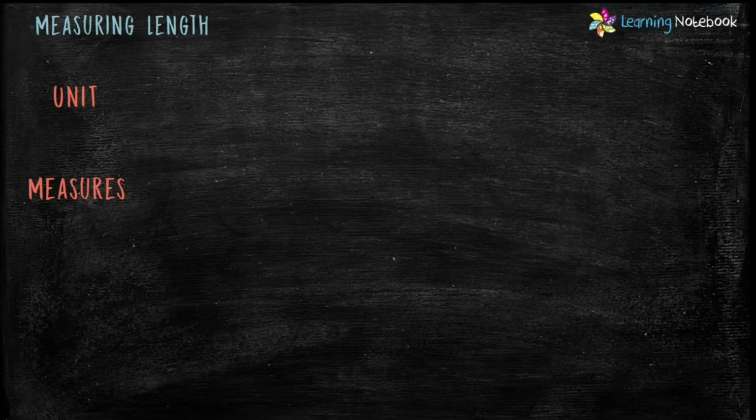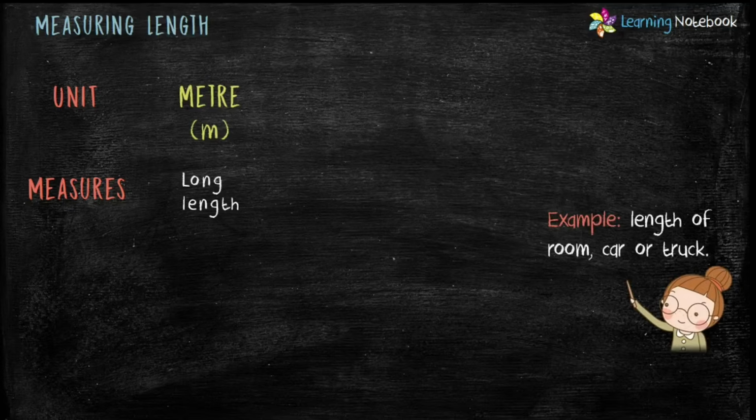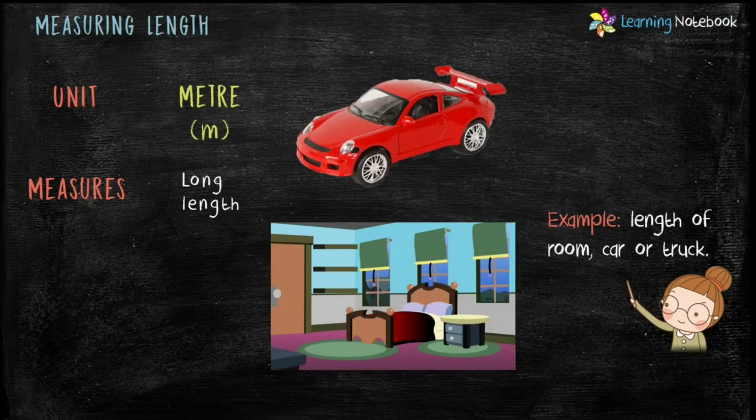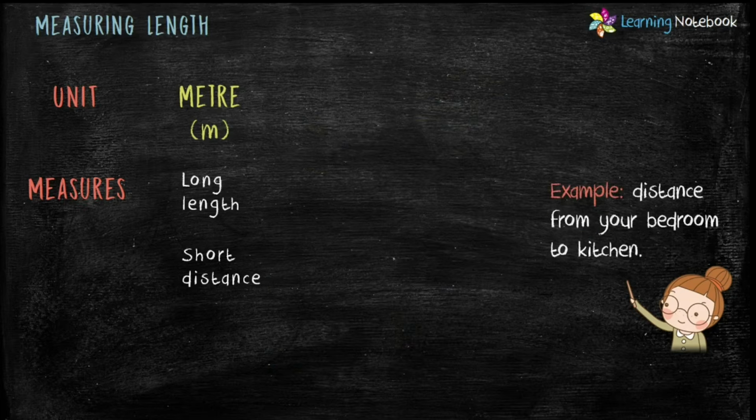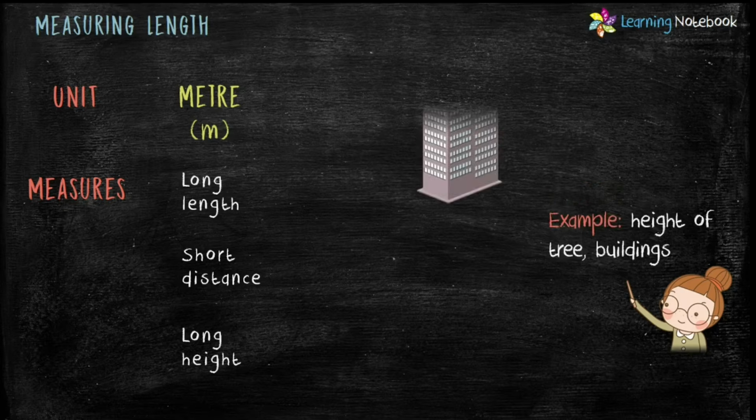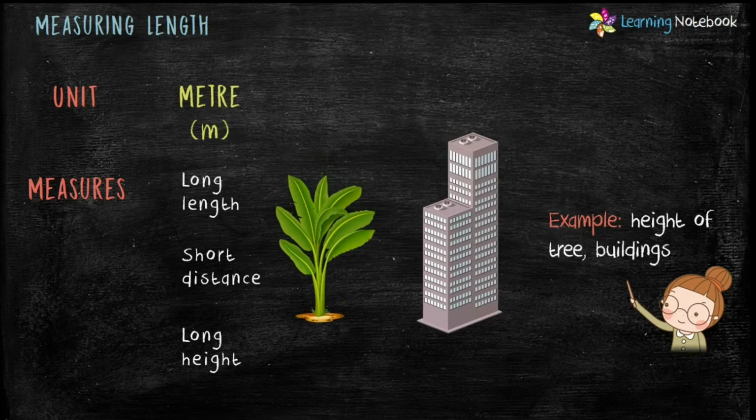Next unit of measuring length is meter, which is denoted by m. Meter is used to measure long length, like length of room, car or truck. Students, meter is also used to measure short distance. For example, distance from your bedroom to kitchen is measured in meter. And meter is used to measure long height, like height of tree or height of buildings.